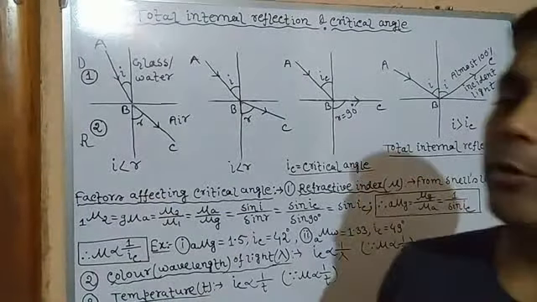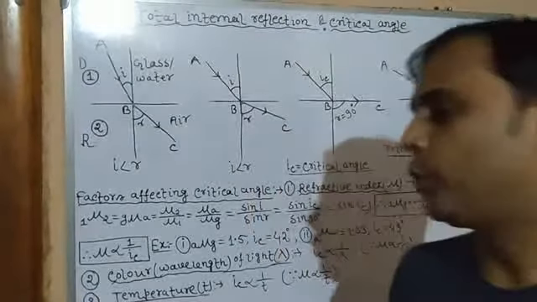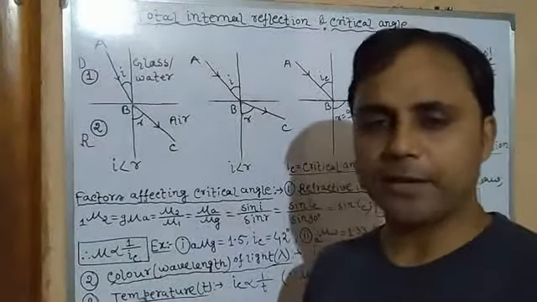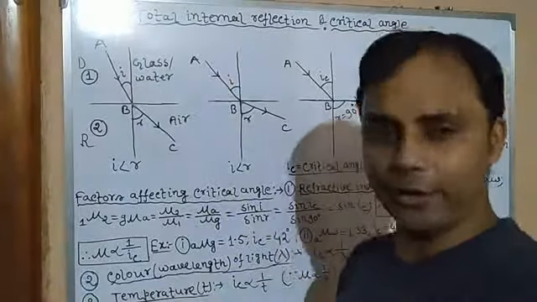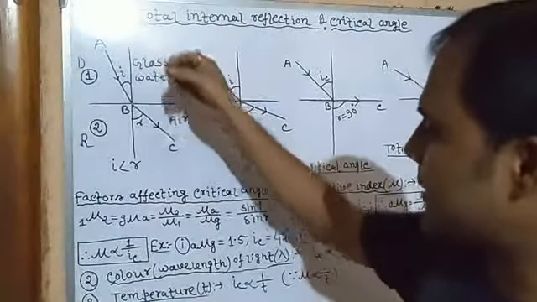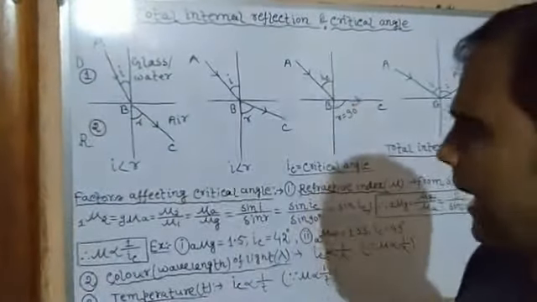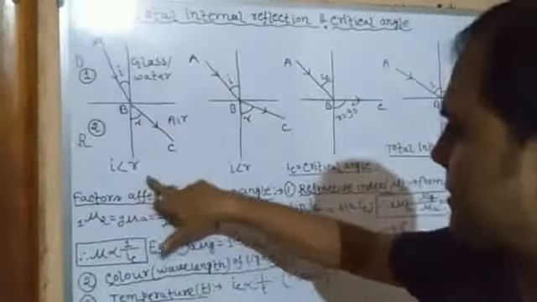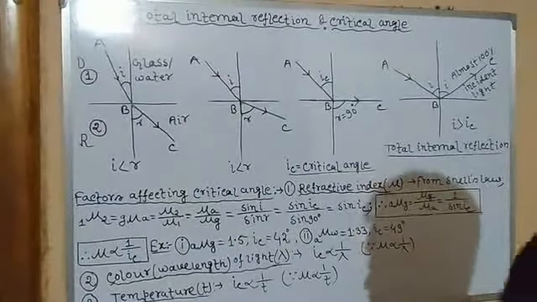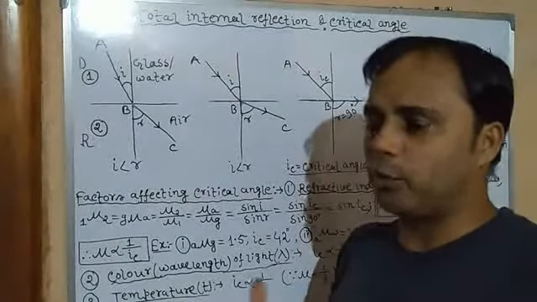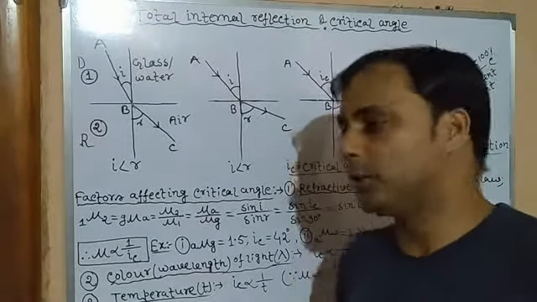As we have already learned, when light travels from denser to rarer medium, the refracted ray bends away from the normal, meaning the angle of incidence is less than the angle of refraction, which you can clearly see from here. Then we will gradually increase the value of the angle of incidence, and let's see what happens.